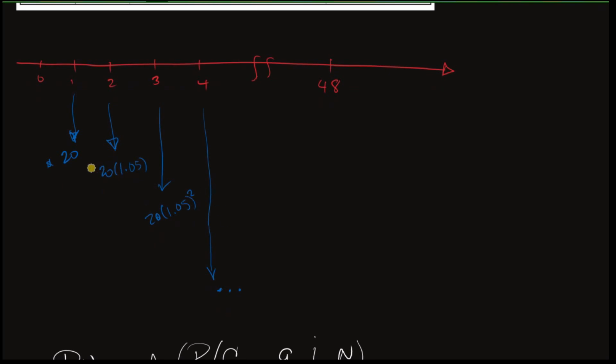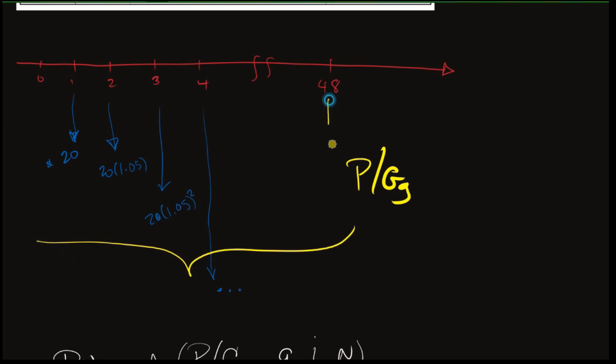Going back to our cash flow diagram, this is what it's going to look like, and it's going to keep going out until period 48. So we're going to have P given G, geometric, and we're going to solve all of that and then move it forward to find the future worth in the 48th period.